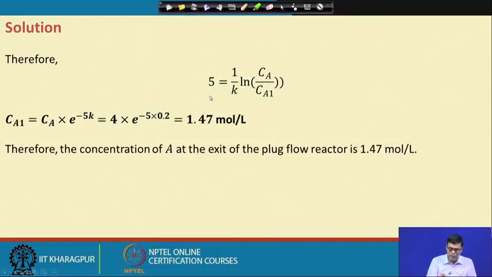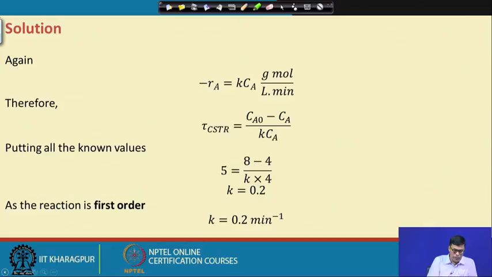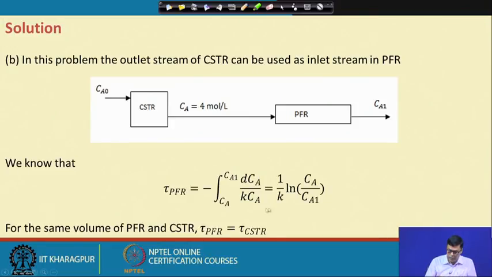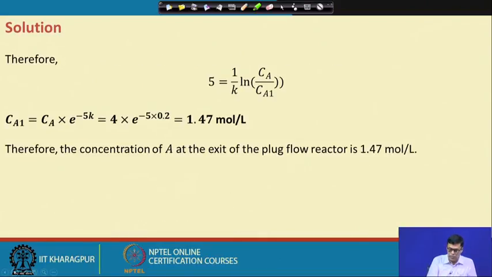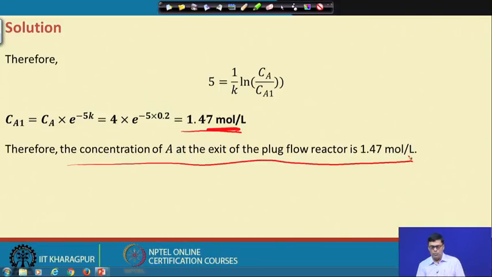Now, we can write 5 equal to 1 by K, ln Ca by Ca1. If you look at this equation, Ca is 4 and Ca1 we shall have to calculate. The K value we have already determined. So, if we put all the values here, we can calculate the Ca1 value, which comes around 1.47 moles per liter. Therefore, the concentration at the exit stream of the plug flow reactor is 1.47 moles per liter.